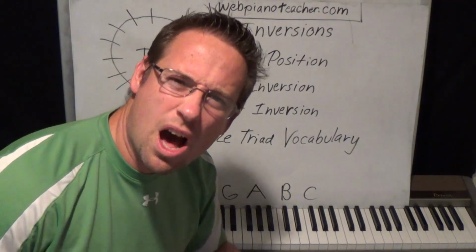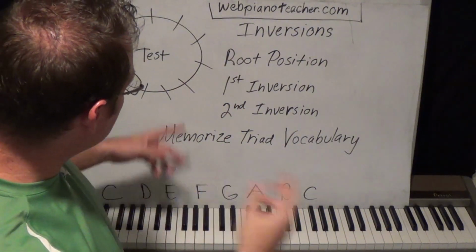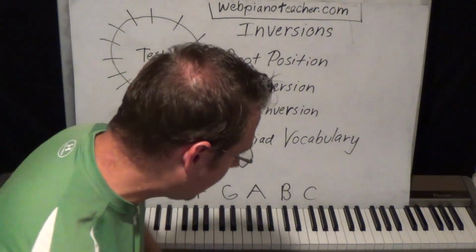So we're going to look at inversions, and then in upcoming theory lessons we'll do some chord progressions, some common type chord progressions, and start putting that in the keys. We'll also learn minor keys. We haven't really touched minor keys at all. I want to do that as well.